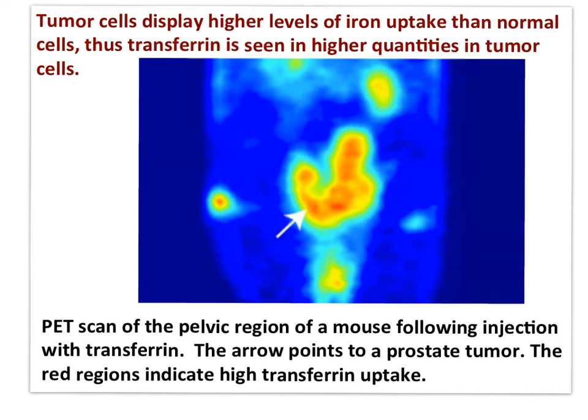In this diagram, we have a PET scan of the pelvic region of a mouse following the injection with transferrin. The arrow points to a prostate tumor. The red regions indicate high transferrin uptake.